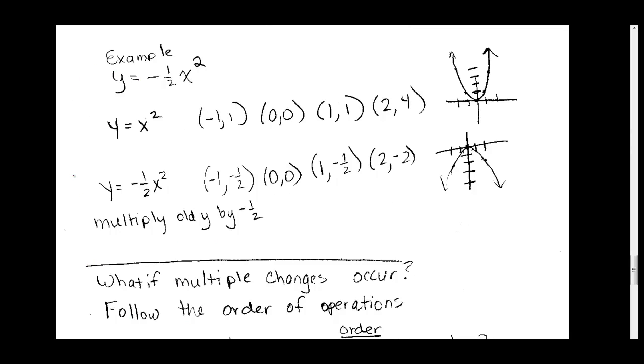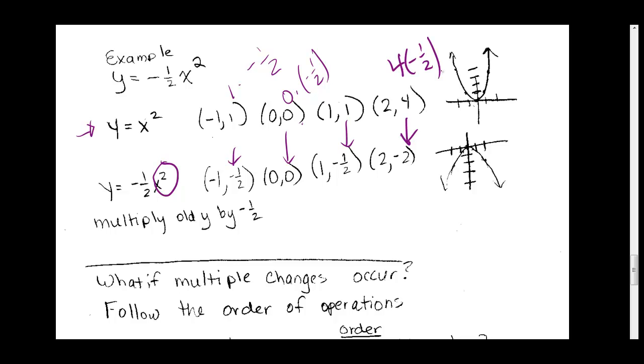y equals negative 1/2 x squared. So my parent function is going to be y equals x squared. Some handy points on that are (-1, 1), (0, 0), (1, 1), (2, 4). Now to do my transform function, here's my old y, x squared. I'm going to multiply my old y by negative 1/2. 1 times negative 1/2 gives me negative 1/2. 0 times negative 1/2 gives me 0. 1 times negative 1/2 gives me negative 1/2. And 4 times negative 1/2 gives me negative 2. So these are the points on my new transformed function.